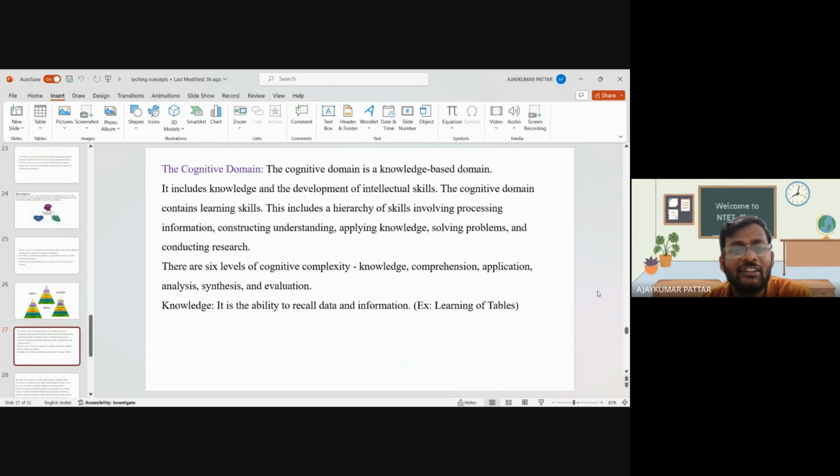It includes the knowledge and development of intellectual skills. The cognitive domain contains learning skills. This includes the hierarchy of skills involving processing information, constructing understanding, applying knowledge, solving problems, and conducting research. After teaching, some learning outcomes, like the person may apply that knowledge in another place. He may be able to solve problems. He may construct some understanding. All these are related to knowledge base, Bloom categorized in the cognitive domain. So outcomes are categorized as cognitive, affective domain and psychomotor domain.